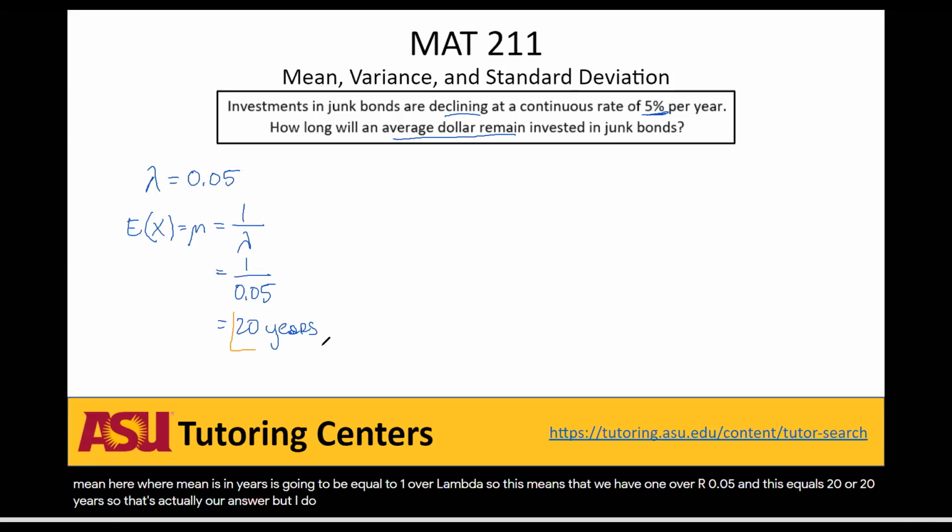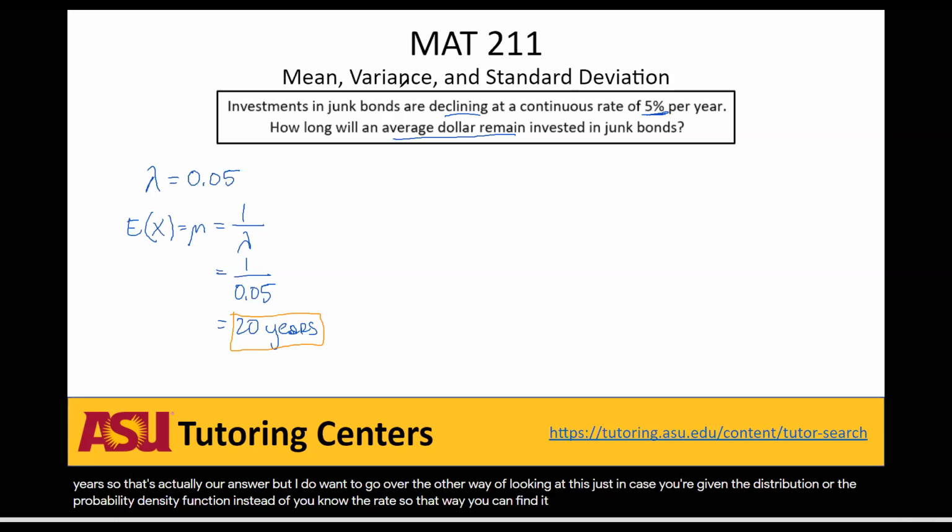But I do want to go over the other way of looking at this, just in case you're given the distribution or the probability density function instead of the rate. That way you can find it using the probability density function as well. The probability density function for an exponential distribution is f of x equals lambda times e to the negative lambda x.